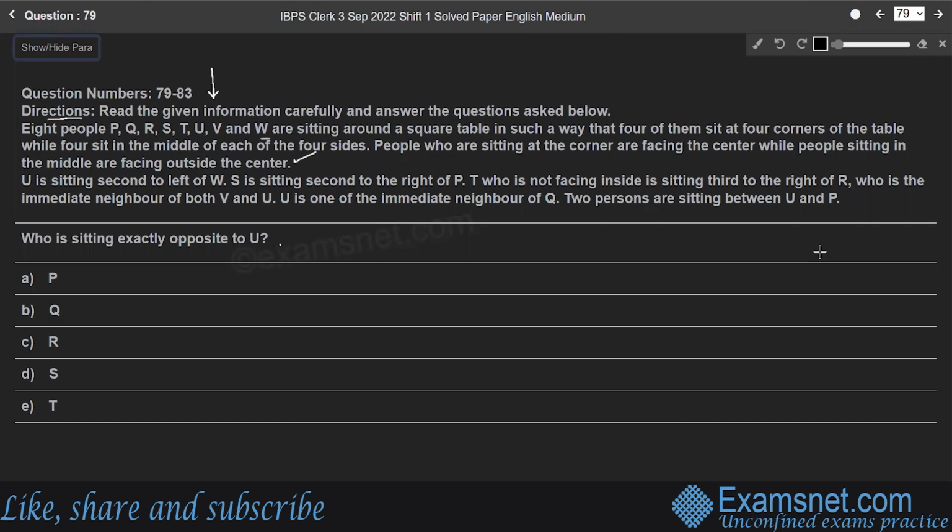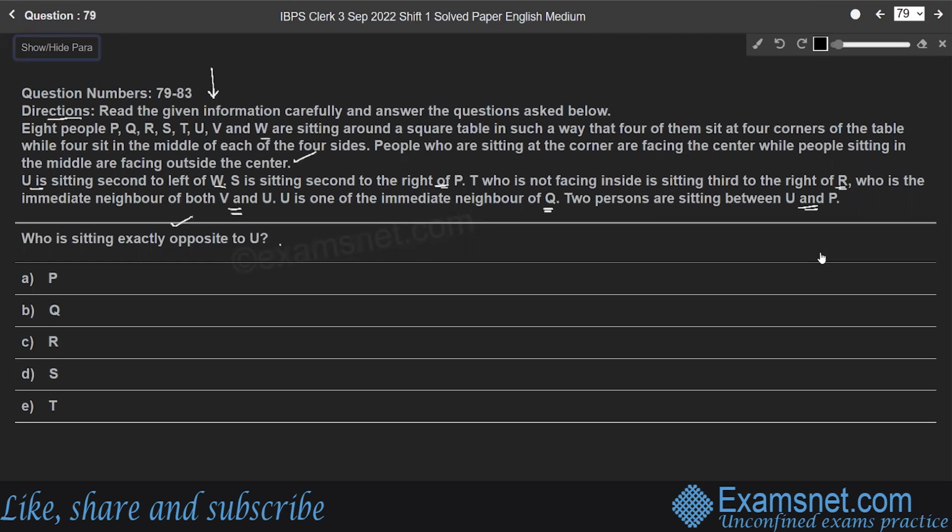People who are sitting at the corner are facing the center, while people sitting in the middle are facing outside the center. Here, U is sitting second to the left of W, S is sitting second to the right of P, T, who is not facing inside, is sitting third to the right of R, who is the immediate neighbor of both V and U. U is one of the immediate neighbors of Q. Two persons are sitting between U and P. Then who is sitting exactly opposite to U?